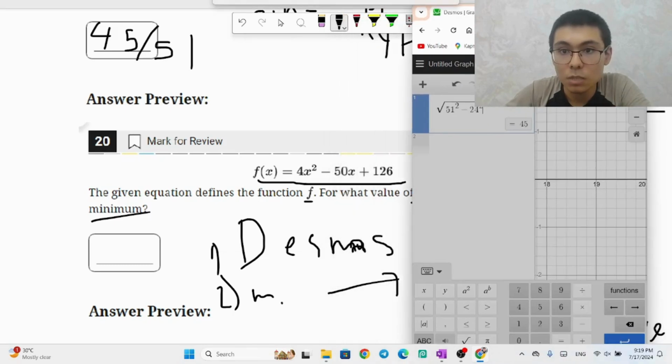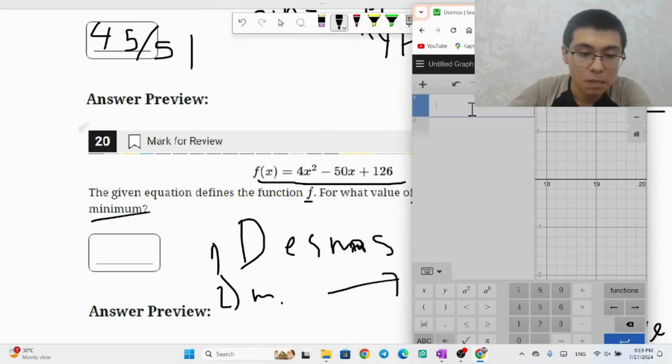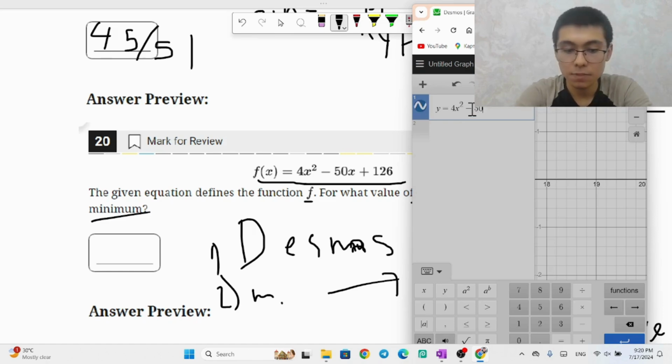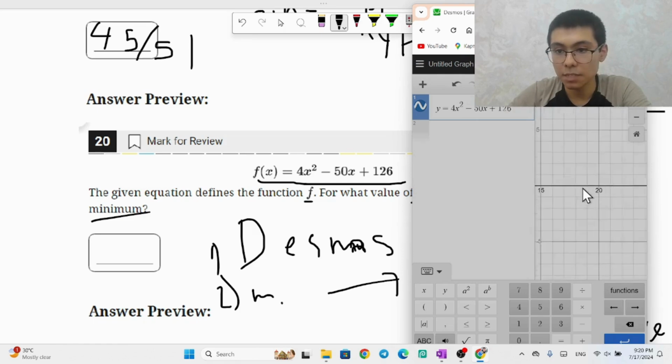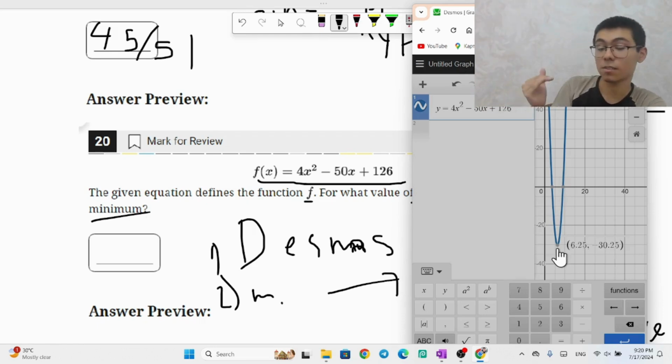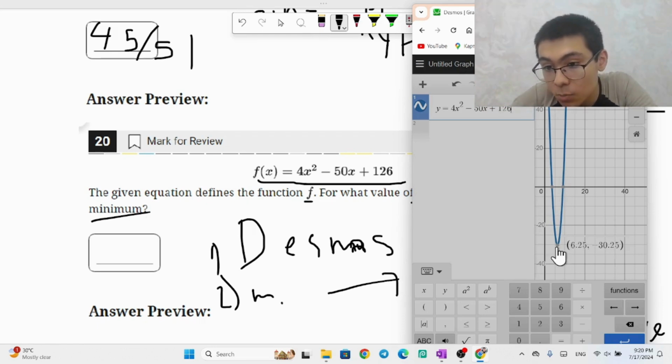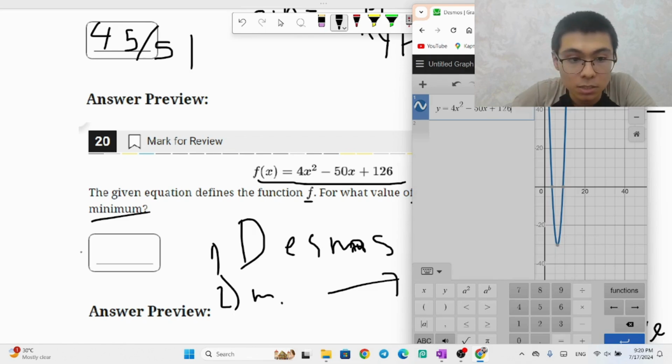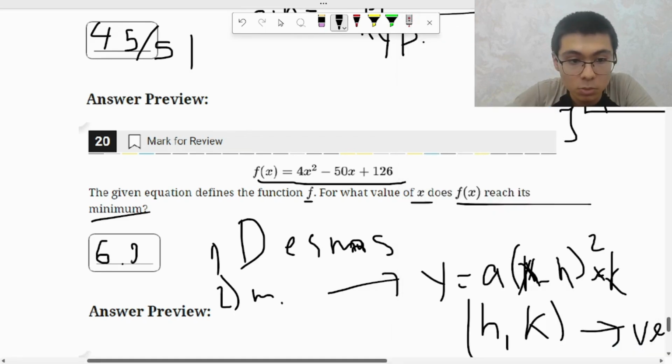Okie dokie. y equals 4x squared minus 50x plus 126. And we gotta find the minimum value. So here it is. And they're asking for the value of x when y is minimum, and it is 6.25.